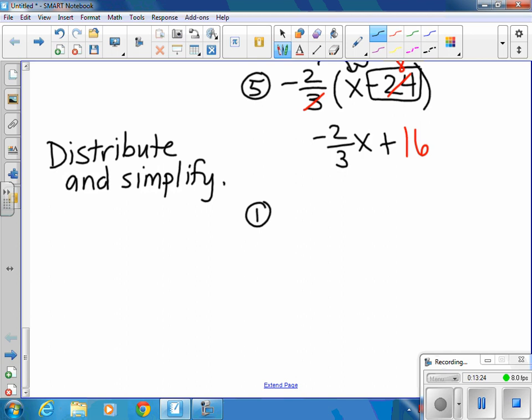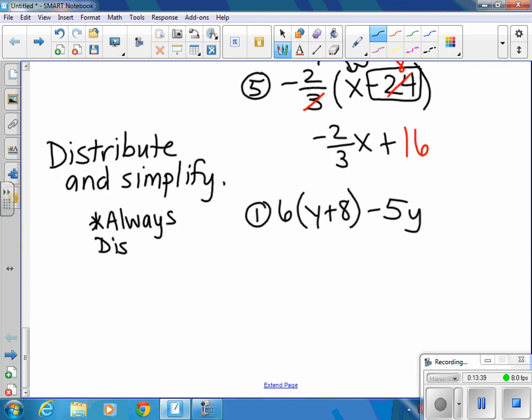Okay, so it's going to look something like this. 6 parentheses y plus 8 parentheses minus 5y. Anytime you have more than one type of simplifying to do in the problem, always distribute first. That's your number one thing to do. And it'll also stay number one in equations as well when we get to solving those next chapter. So distributing happens first.